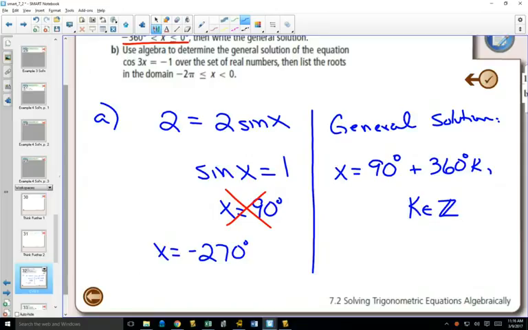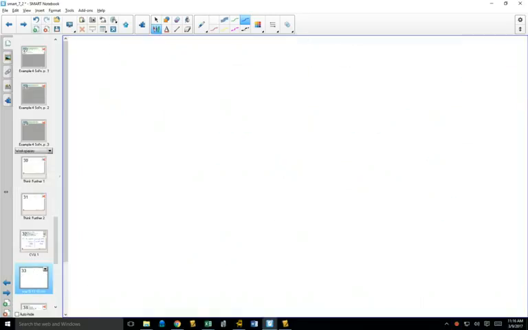So the general solution, again, you solve it between 0 and 2 pi or 0 and 360, depending if your question's in radians or degrees, and then add 2k pi or 360 degrees times k, again, depending if it's in radians or degrees. So in part B, we have cos 3x equals negative 1.